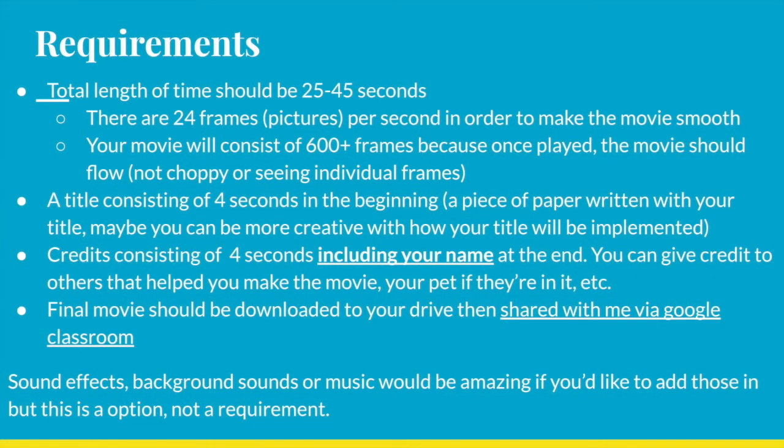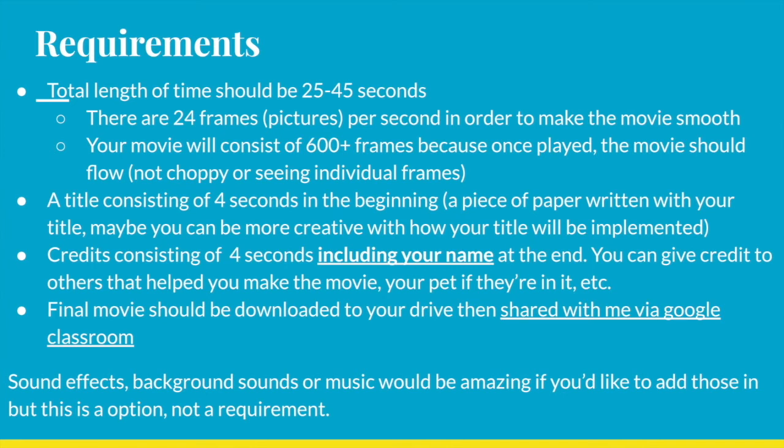The requirements for this project: the total length of your video should be between 25 and 45 seconds. Keep in mind that there are 24 pictures per second in order to make the movie smooth. This means that your movie is going to consist of 600 or more frames once it's played. And that's to make sure it flows, it's not choppy, or you don't see individual frames. The biggest mistake that kids make is that they don't have a fluid movie because they didn't speed up their frames enough. And you guys will have plenty of time to take all these pictures, but it's important to not waste your class time when you are in class.